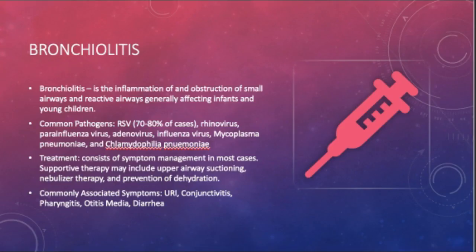Next one is bronchiolitis. This is one that you will see that is very common with children. My kids have had it multiple times. Typically, the most common pathogen is RSV. So a lot of the time you'll see kids with this during the months of October to May.